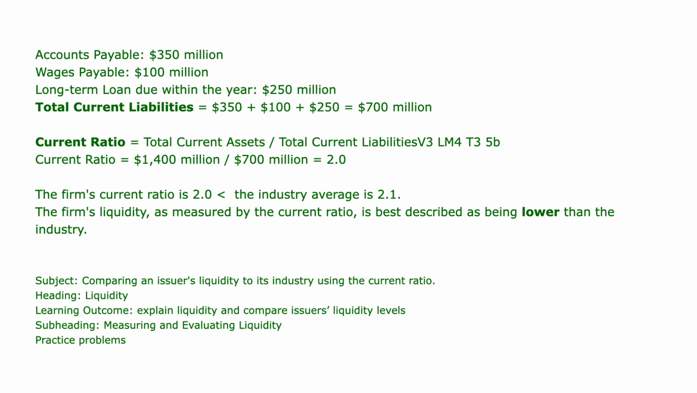Classifying the $250 million long-term loan due within the year as a current liability. Sources define current liabilities as those expected to settle within 12 months. The firm's calculated ratio, 2.0, is less than the industry average, 2.1. Its liquidity is mathematically lower. In this context, a higher ratio represents greater liquidity.